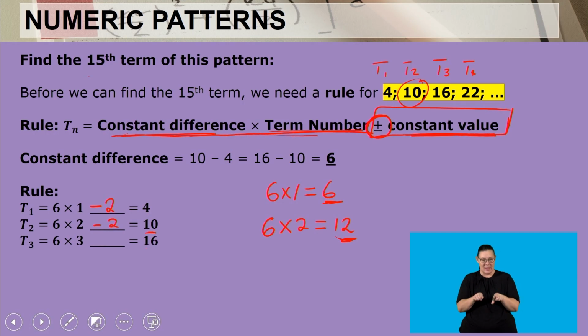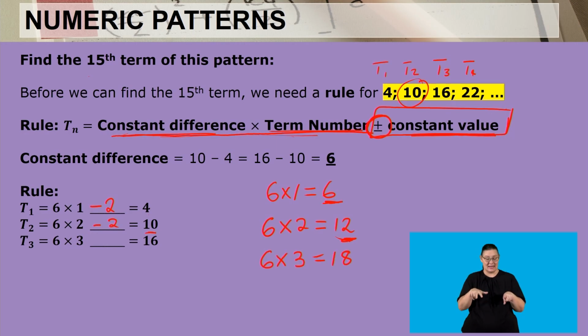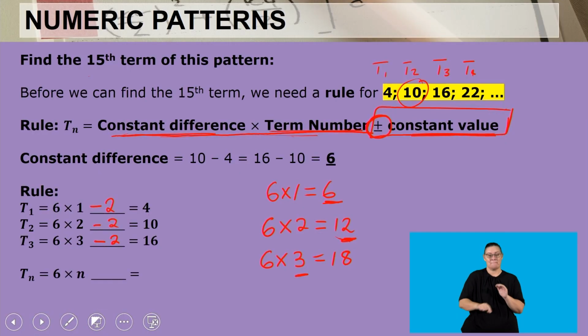Is this the same for the third term? Let's see. So now we have 6 multiplied by 3. We know that that is 18. But our third term is not 18. So how do we move from 18 to that third term? Yes, we are going to subtract by 2. So we have seen there that our constant value that we add or subtract is a minus 2. We are going to subtract by 2.